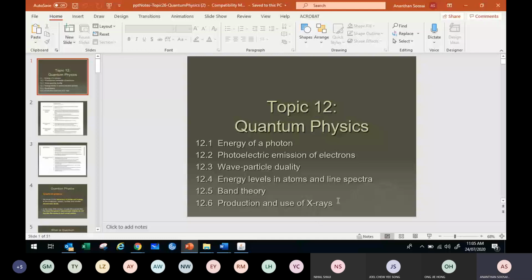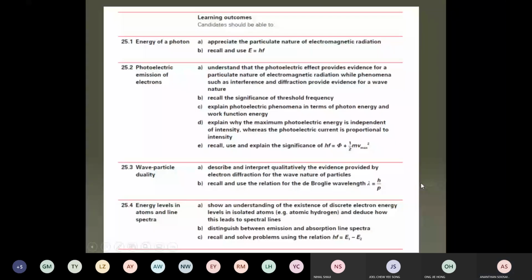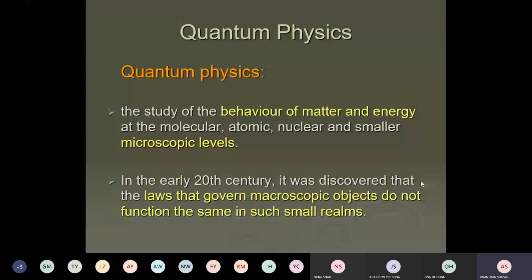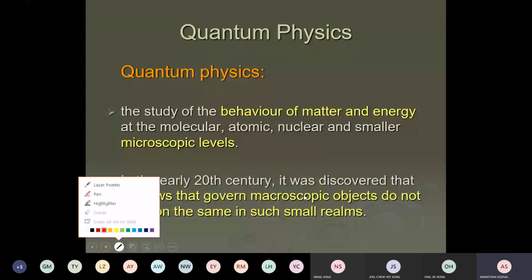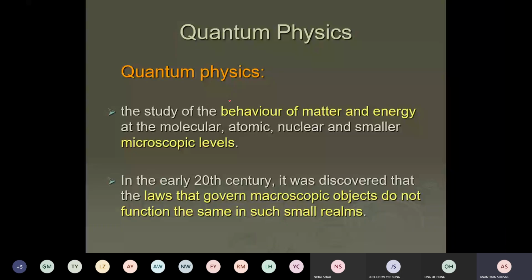So let's continue. These are the learning outcomes. I'll go straight to the point. So what is quantum physics? Quantum physics deals with quantized, fixed values. The behavior of matter and energy at the molecular, atomic and nuclear level, at a microscopic level, is called quantum physics. In the 20th century, it was discovered that the laws governing microscopic objects do not function the same in such a small realm. So in quantum physics we are investigating matter at the microscopic level.